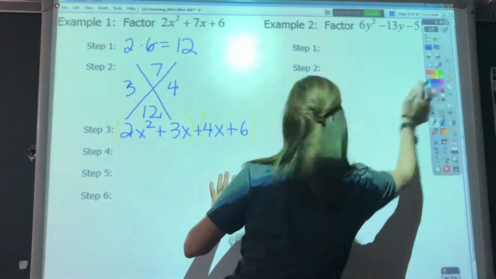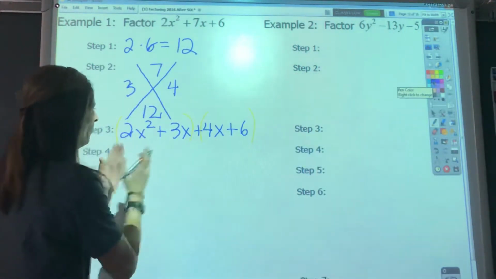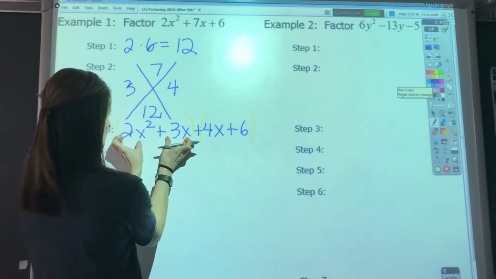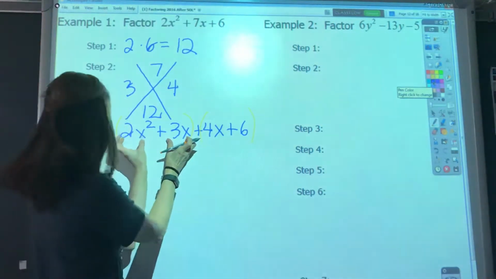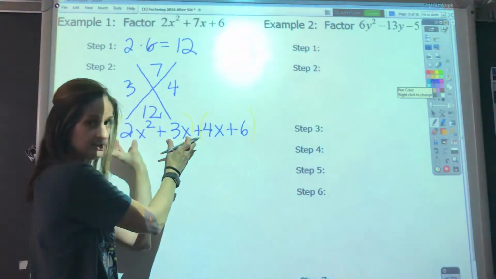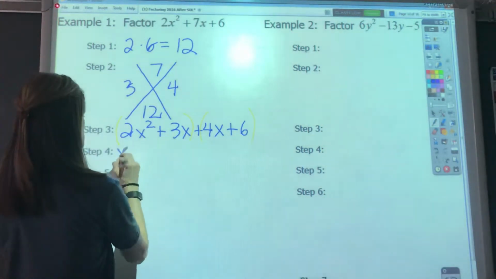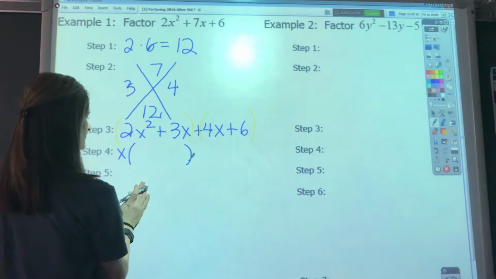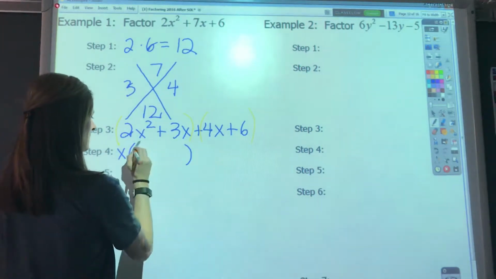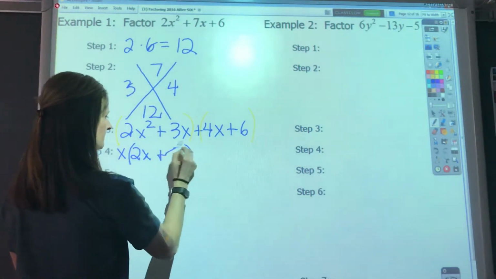So, what's the GCF of these two terms here? Well, definitely I can take an x out. I don't see any numbers I can take out, so just the x. What's left inside the parentheses if I pull an x out of each of those terms? I've got 2x plus 3.